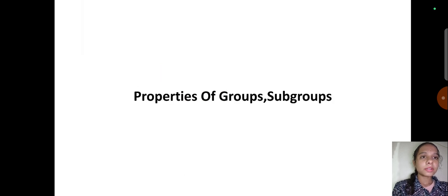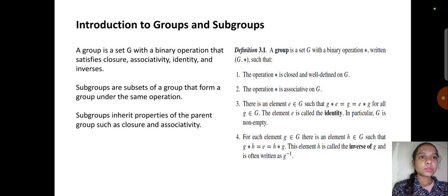In this video I'll be talking about properties of groups and subgroups, and let's begin the topic. Introduction to groups and subgroups. A group is a set G with a binary operation that satisfies closure, associativity, identity, and inverses. Subgroups are subsets of a group that form a group under the same operation. Subgroups inherit properties of the parent group such as closure and associativity.